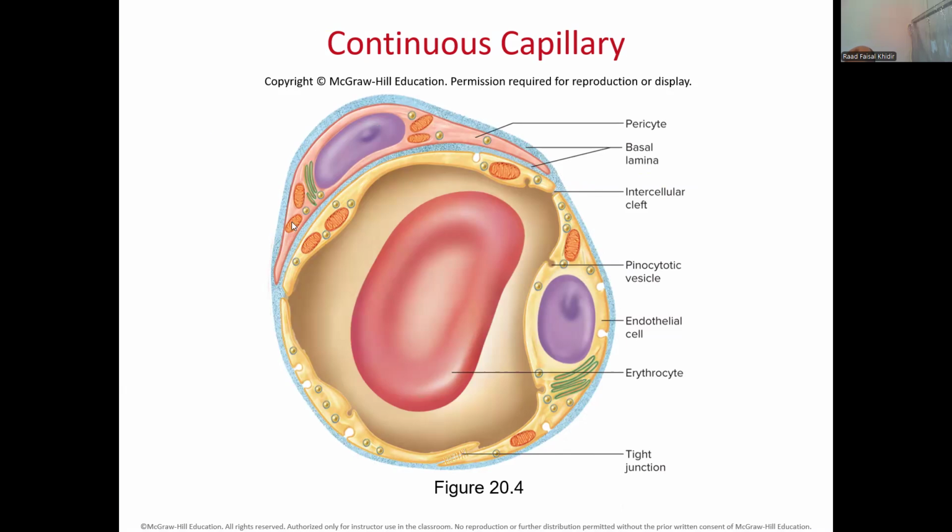So you see that's the pericyte. The pericyte is found around the blood vessel. And you see that's the endothelial cell, and these are two endothelial cells, and between them, this is known as the intercellular cleft, the interendothelial gap. You see the staple here? That's the staple. This staple is a tight junction. And that's the red blood cell.